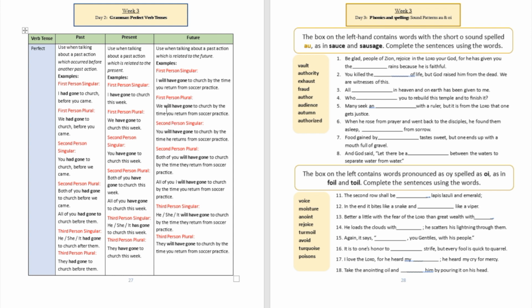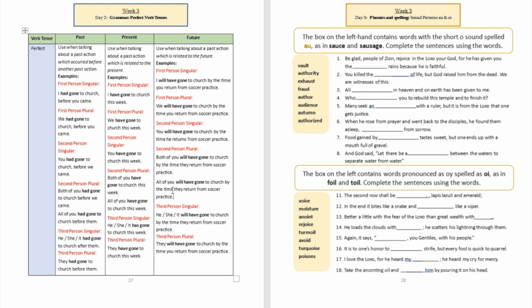The first person plural is, we will have gone to church by the time you return from soccer practice. Second person singular, you will have gone to church by the time he returns from soccer practice. Second person plural, both of you will have gone to church by the time they return from soccer practice, or all of you will have gone to church by the time they return. And then, he will have gone to church by the time they return from soccer practice, or they will have gone to church by the time you return from soccer practice.